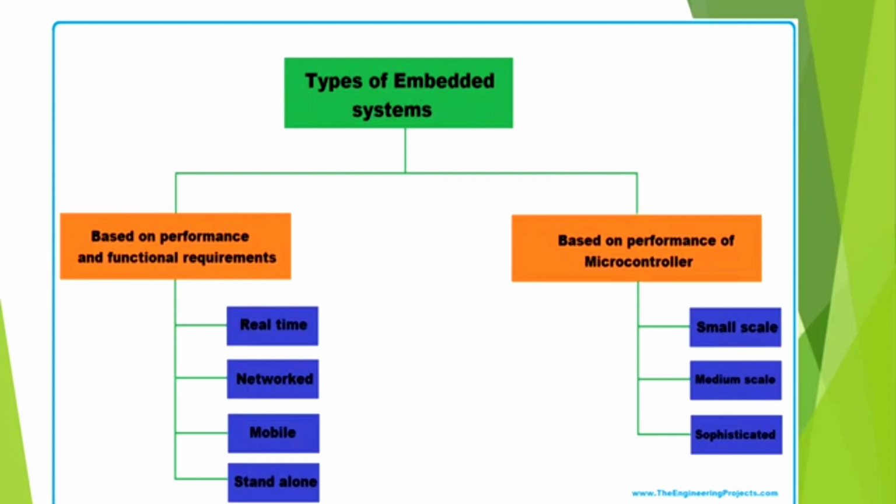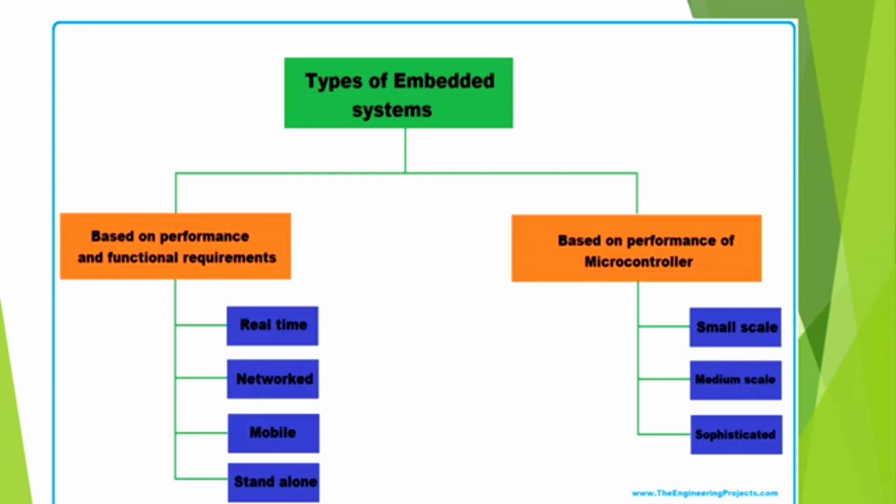Embedded systems can be classified into two types: based on performance and functionalities required, and based on the performance of the microcontroller. Based on performance, there are four types. The first is real-time embedded systems. As the name indicates, they must perform a task within a specific time period, and if that period passes, the gadget fails. Here the time bound matters. Examples are rockets, jets and missiles, where real-time applications are used.